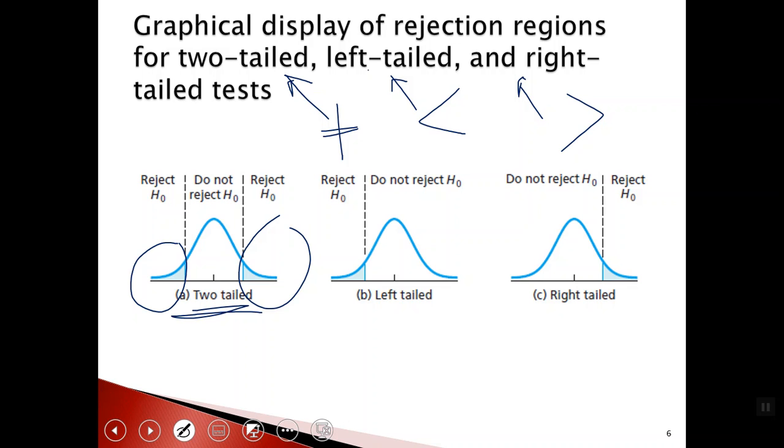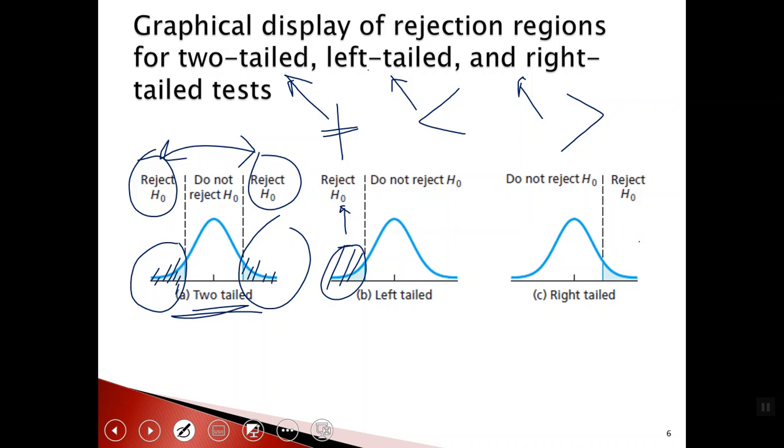See, this is one rejection region, this is the other one. Any value within these two regions, we reject H naught. Whatever is in between, we do not reject H naught. So in a left tail test, the left area is the rejection region. Whatever is within this region leads us to reject the H naught.